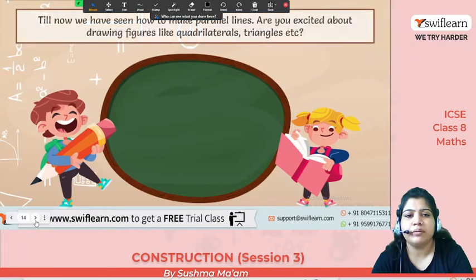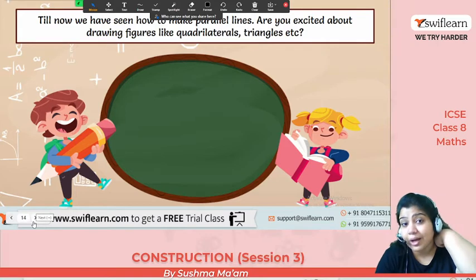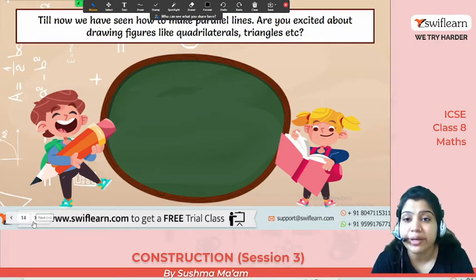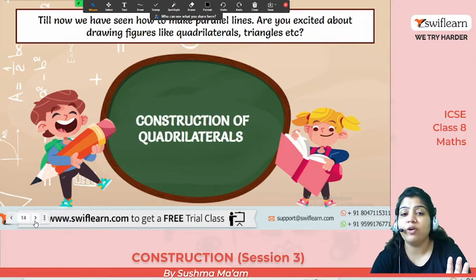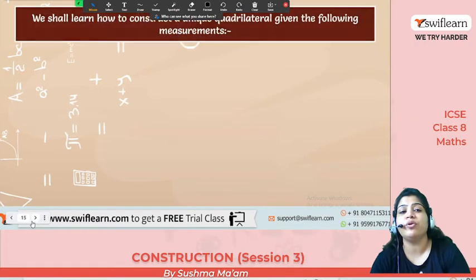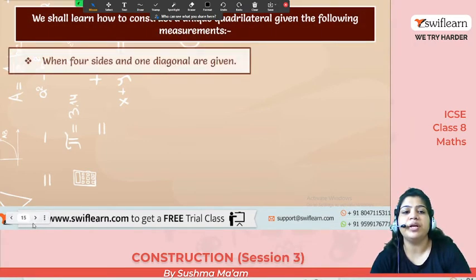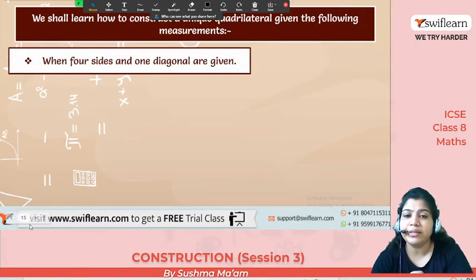Okay, fine. So till now we have seen how to make parallel lines. So are you excited to make a quadrilateral? Triangles we are done. Yes, triangles we are done. Now come to the quadrilaterals. So let's draw, and for the quadrilateral we have some 4 conditions. That is, when 4 sides and 1 diagonal are given.